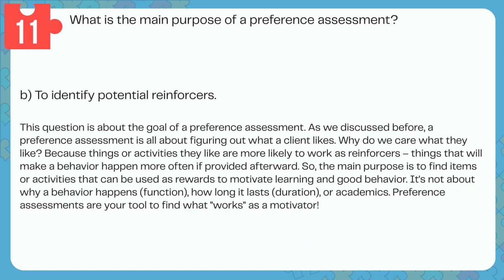Things that will make a behavior happen more often if provided afterward. So the main purpose is to find items or activities that can be used as rewards to motivate learning and good behavior. It's not about why a behavior happens (function), how long it lasts (duration), or academics. Preference assessments are your tool to find what works as a motivator.